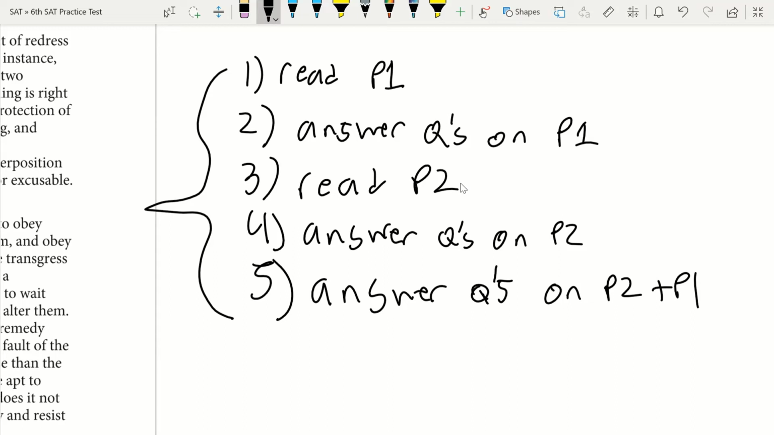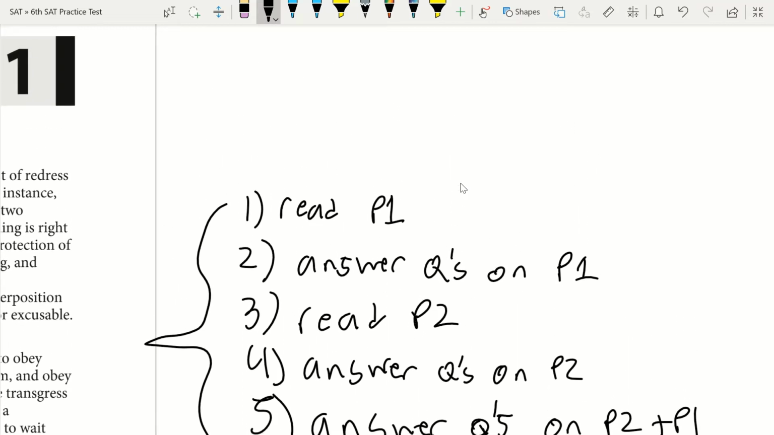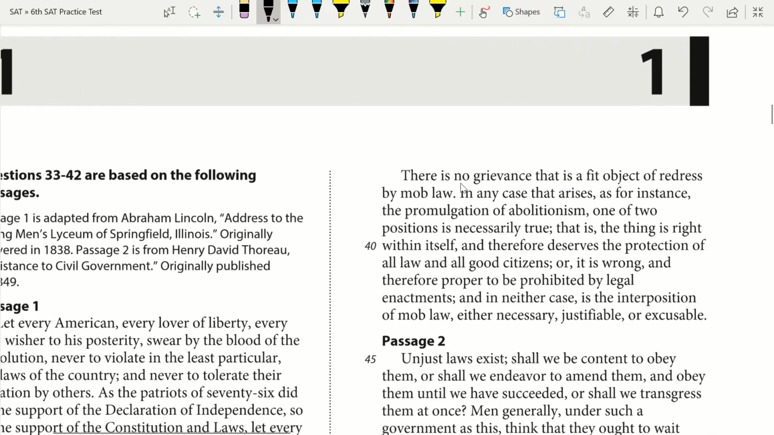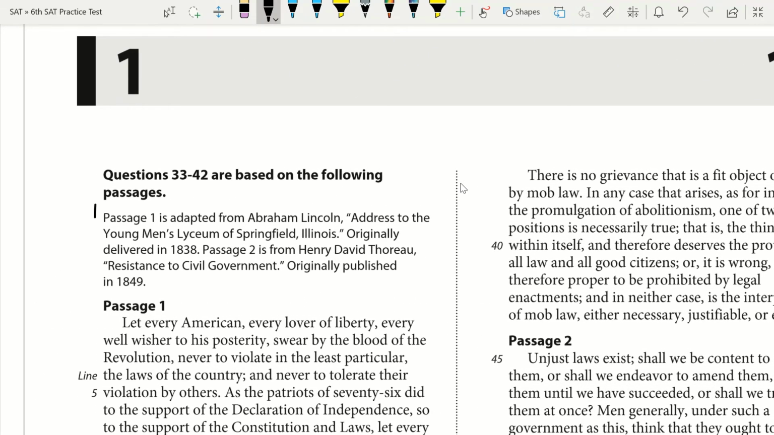The first thing that you're going to do, and one thing we could put as a 0 step here even, would be to read that intro, right? So read that intro that discusses what the two passages are going to be about. What I would do is I'm going to recommend that you read this whole thing first, okay?